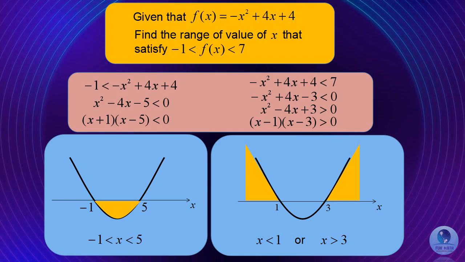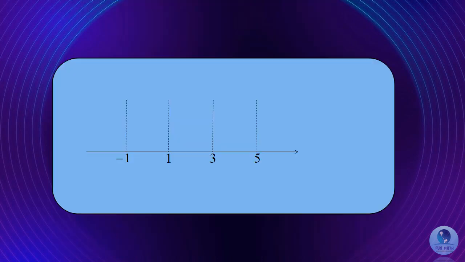Remember, this is not the final answer. To get the final answer for these two quadratic inequalities, you need to draw the number line which comprises of 4 different roots, which are negative 1, 1, 3 and 5.